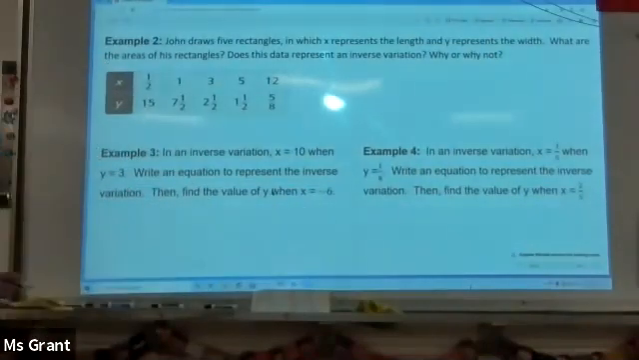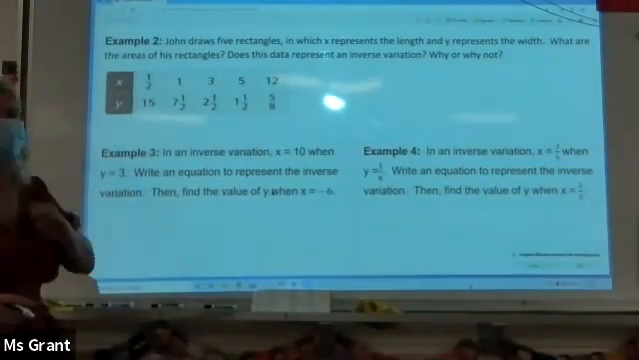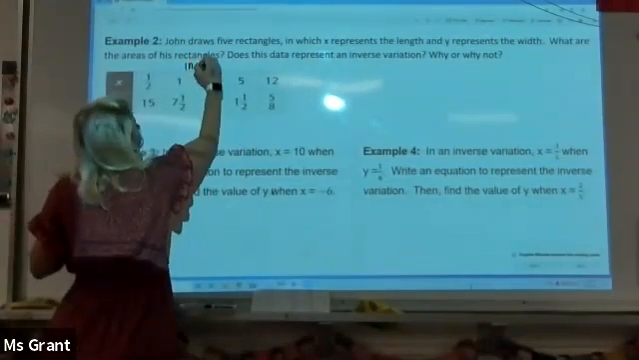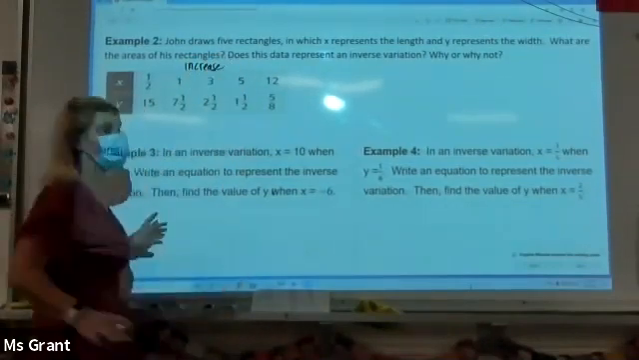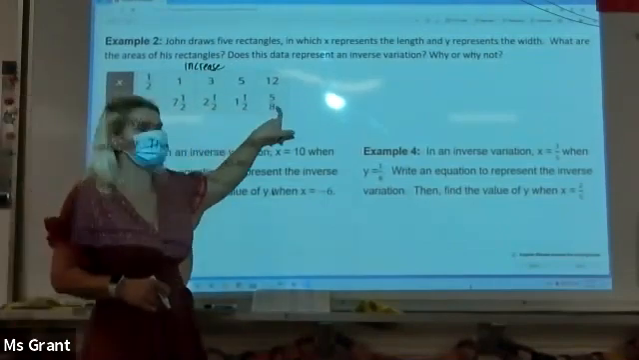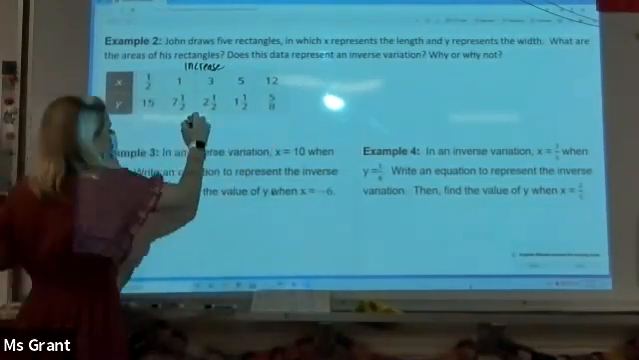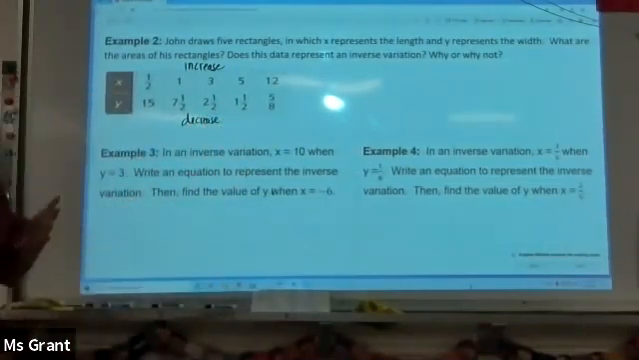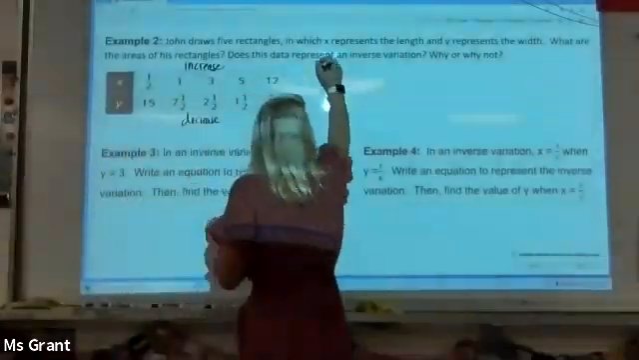John draws 5 rectangles in which X represents the length and Y represents the width. What are the areas of his rectangle? Okay, first of all, 1/2, 1, 3, 5, 12 is increasing. So we check that first, just like we did on the last problems. 15, 7.5, 2.5, 1/2, 5/8, that's decreasing. So far, so good. Now we need to check the constant.